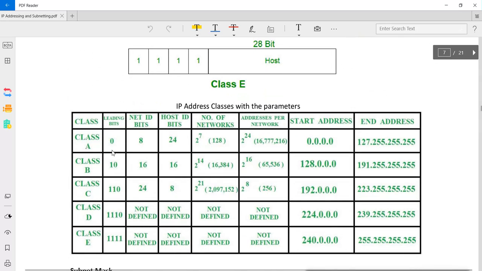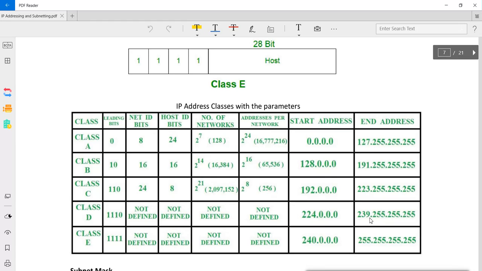In the summary you can see these are the classes, these are the leading bits, that means the reserved bits, these are the network IDs, and these are the host bits, network bits, host bits. These are the number of networks we will get in all these, and you can see in D and E it's not available. Then how many host addresses we get, and this is the start address, this is the end address, you can see for every class.